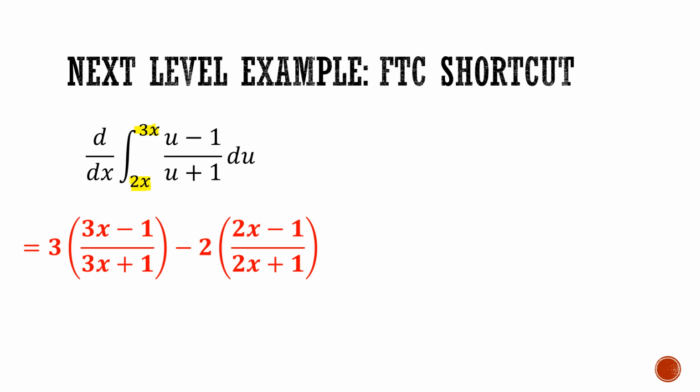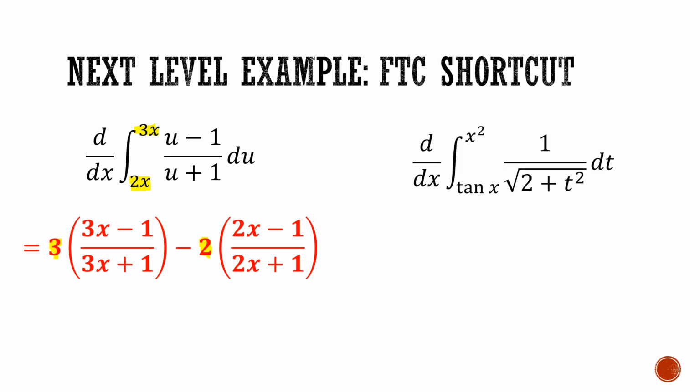3 times (3x minus 1) over (3x plus 1), minus 2 times (2x minus 1) over (2x plus 1). All right. And so again, the 3 in front came from the derivative of the bound on top, and the 2 that came second came from the derivative of the lower bound.